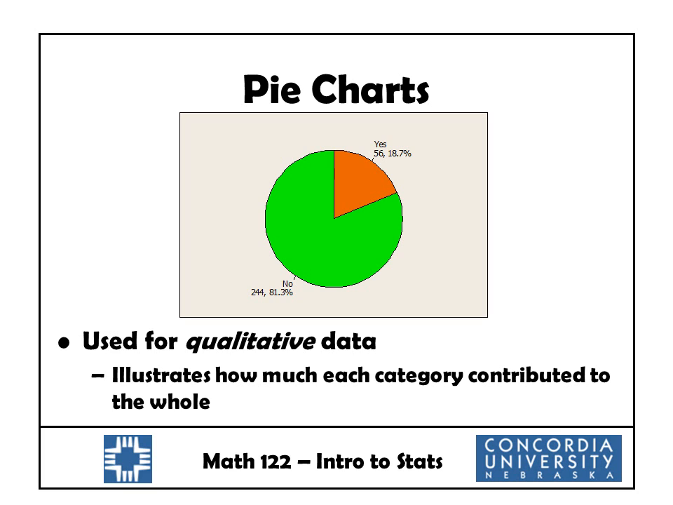Those numbers of 56 and 244 are not the data. Those numbers simply summarize the data. And a pie chart illustrates how much of each category contributed to the whole. So we have two categories of answers, yes and no. There's 300 of them total. We see that no contributed a lot more to the whole than did the yes. So that's a good use of pie charts.